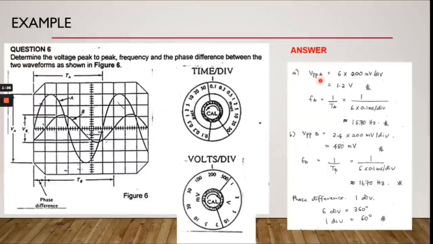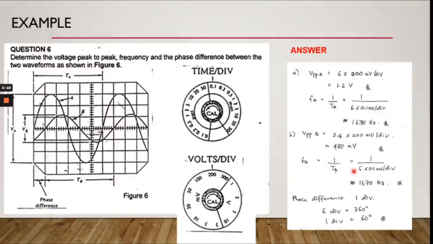So you will find that the peak-to-peak voltage for waveform A has 6 divisions. So we multiply by 200 millivolt per division to get 1.2 volts. And for one complete cycle, or one period, we go to the horizontal division, and it's going to be 6 divisions. So we multiply by the time per division, and to get the frequency we need the inverse of the period, which is 1 divided by the result of this multiplication. So you get the frequency as 16.7 Hz.